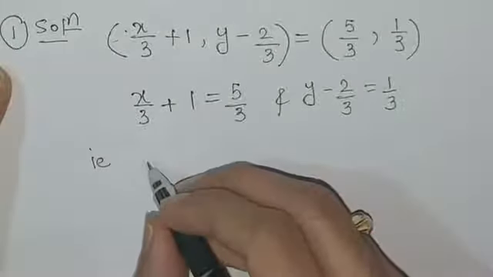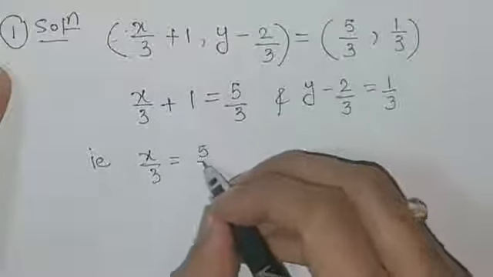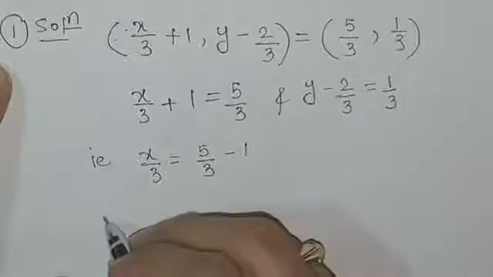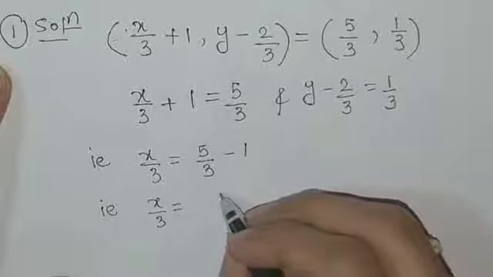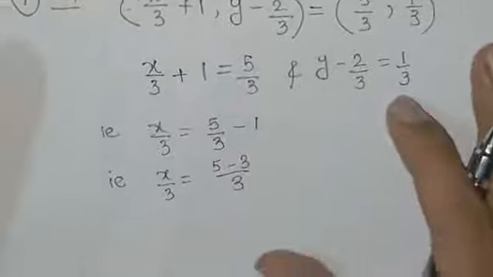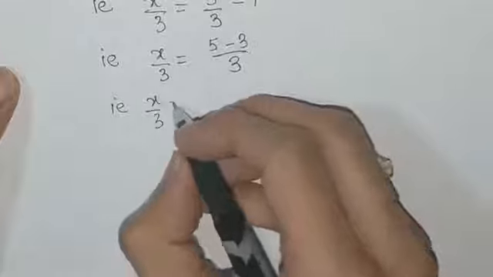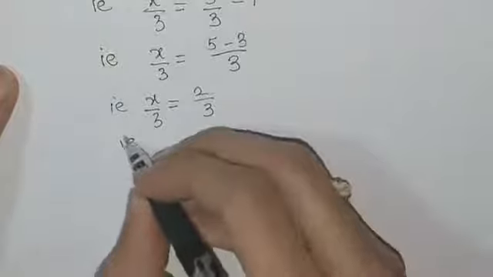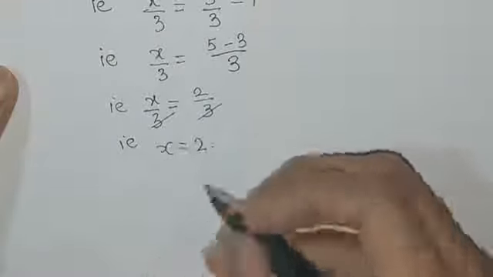That is, x/3 is equal to 5/3 minus 1. That is, x/3 is equal to (5 - 3)/3. That is, x/3 is equal to 2/3. That is, 3 and 3 get cancelled. You will get x is equal to 2.